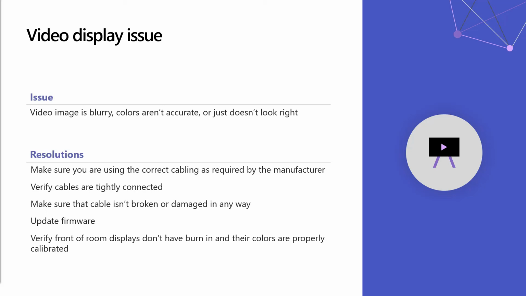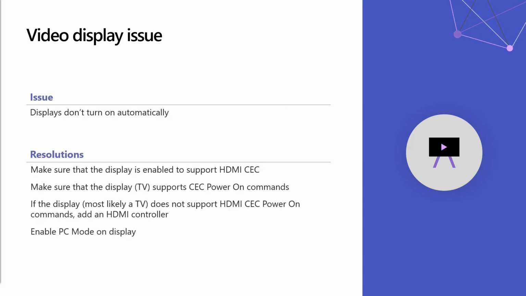It's possible that you'd simply need to update the firmware. Now this could be on the compute module to update the video driver. And verify that the front of room displays don't have burn-in or they're simply old and don't show a strong image anymore. What can you do if displays don't turn on automatically?